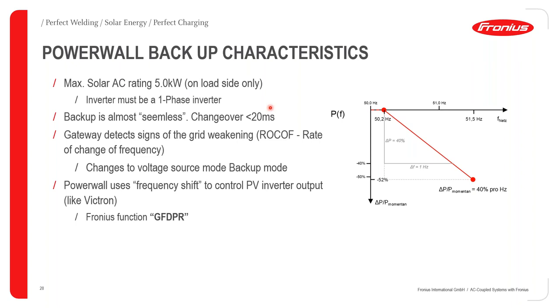So that means per Tesla Powerwall, you can only have 5 kilowatts worth of solar inverter or less. So you can have a 4 kilowatt inverter or even a 5 kilowatt inverter with one Tesla Powerwall. However, if you have more Tesla Powerwalls, you can increase this maximum solar AC rating. We will have a look at a reference system a bit later on, where you will see this more clearly.